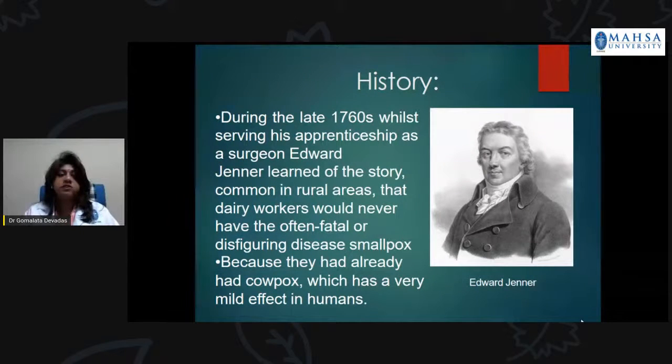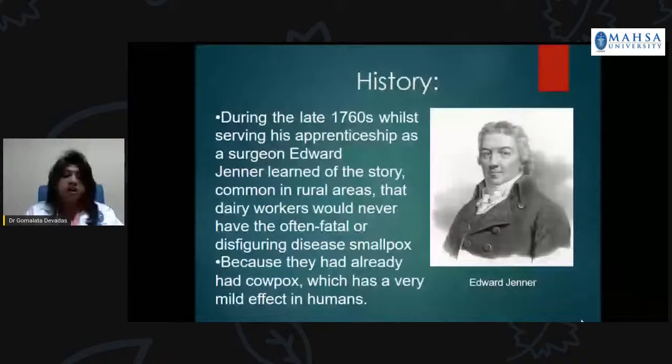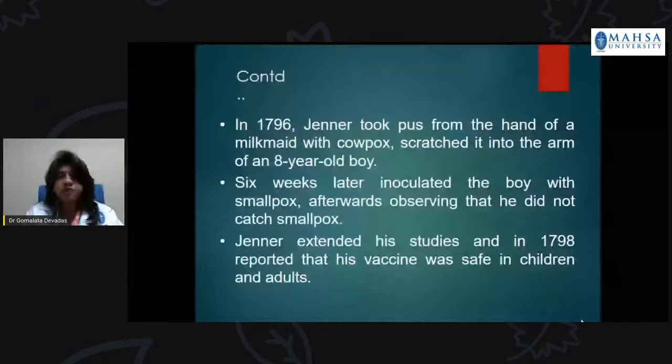The history of the vaccine. In the late 1760s, there was a surgeon called Edward Jenner. In rural areas, dairy workers caught cowpox, a distinct disease from smallpox, which had a very mild effect in humans. In 1796, Jenner took pus from the hand of a milkmaid with cowpox and scratched it onto the arm of an eight-year-old boy. Six weeks later, he inoculated the boy with smallpox.